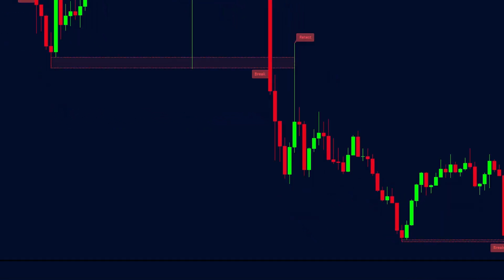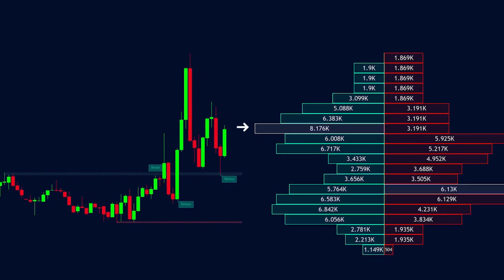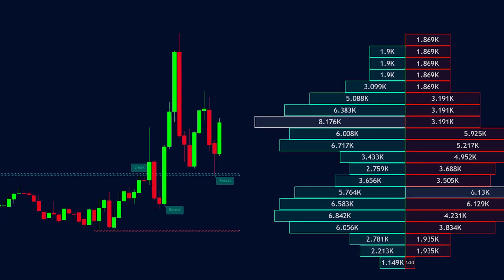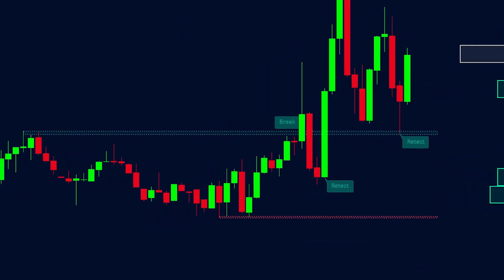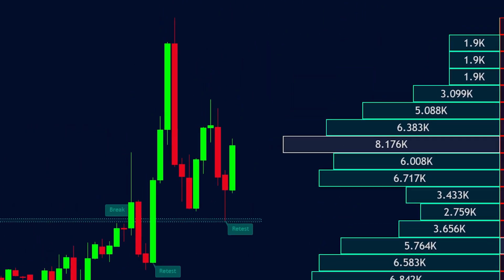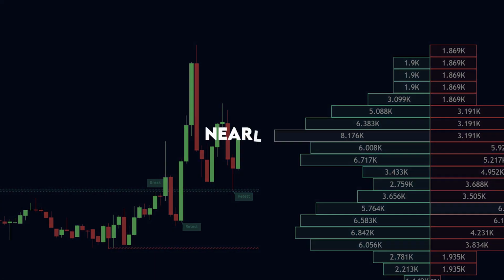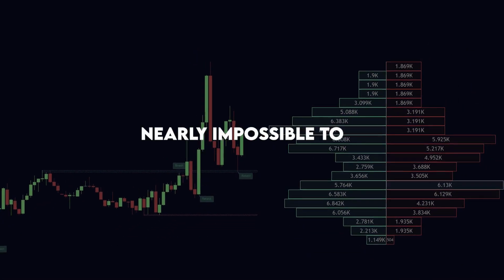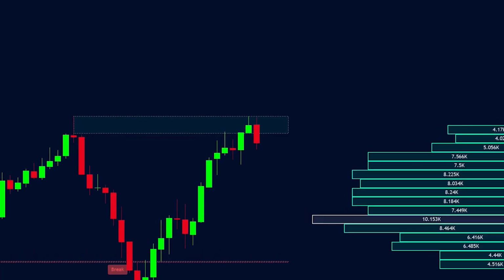What makes this combo so powerful is that we're now seeing both key institutional volume levels and price structure working together. By waiting for structural breaks and retests to align with institutional volume levels, we create a trading approach with precision that's nearly impossible to achieve with other methods. Now let's put all these together to create a winning strategy.